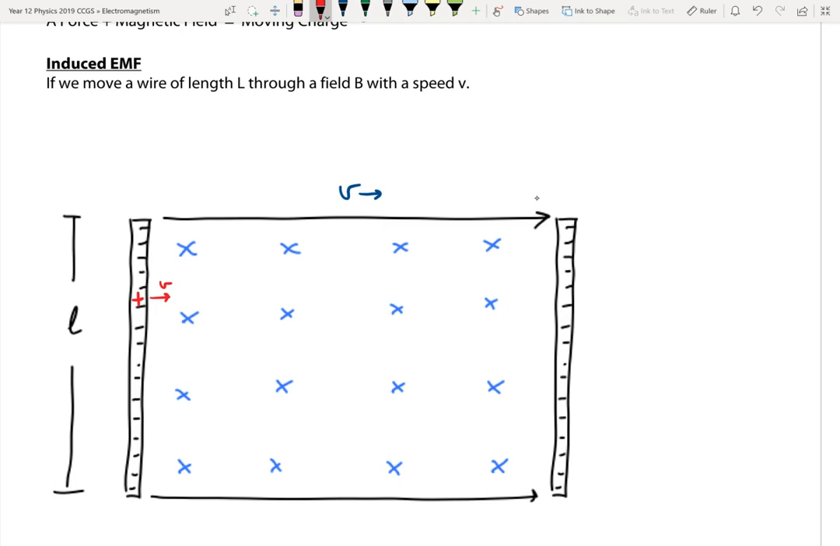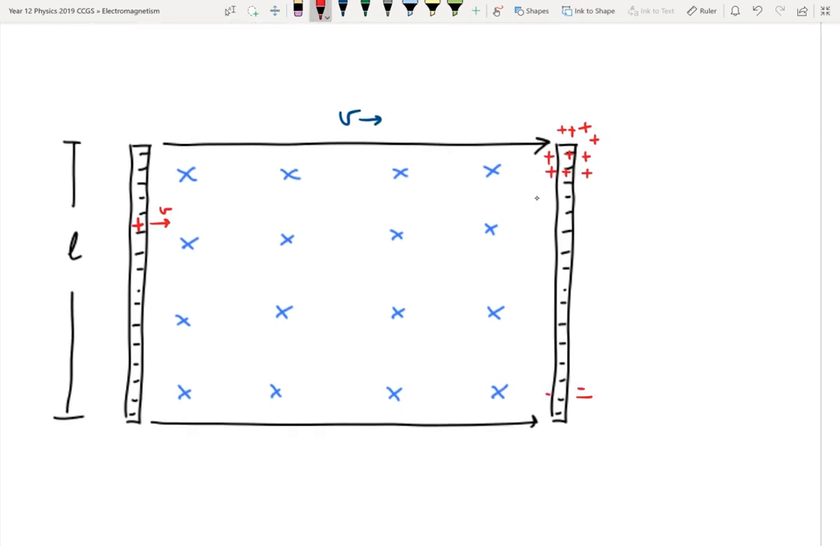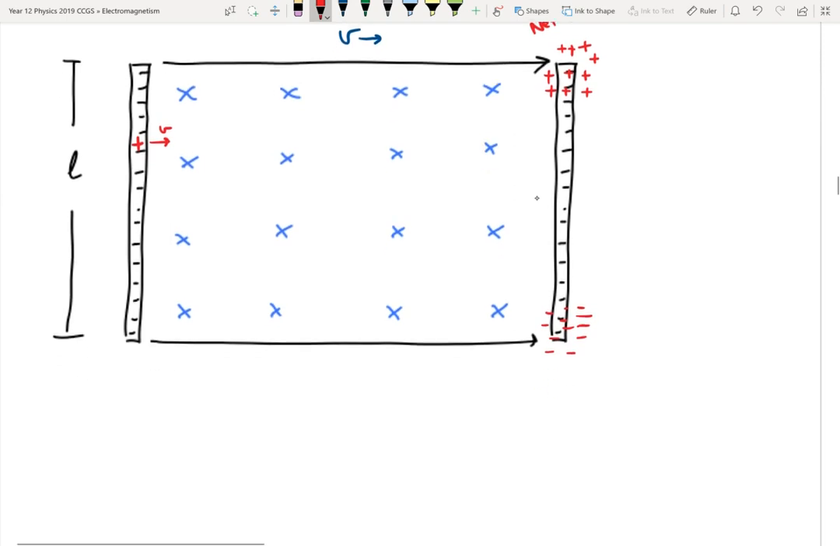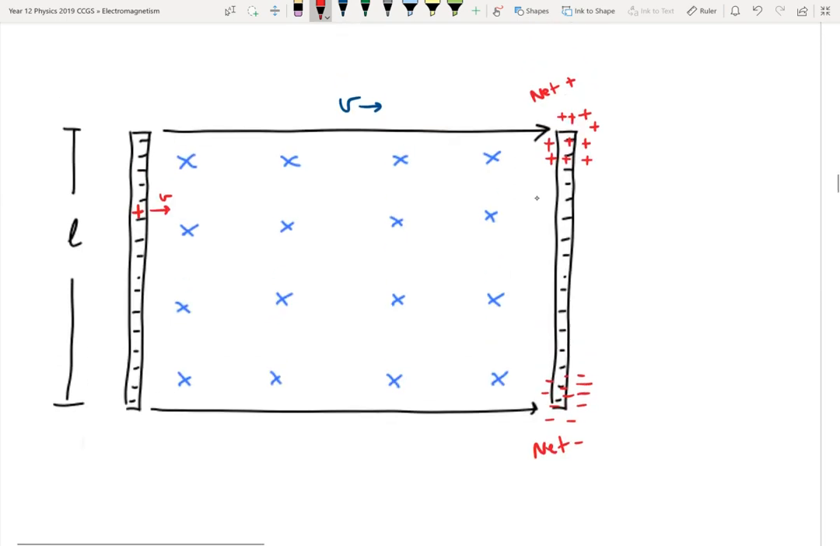What you will find is that the positive charge will accumulate at the top end of this wire, but really, we actually know it's because the electrons are being pushed down to the bottom end of the wire. So we will accumulate a net positive charge at the top, and we will accumulate a net negative charge at the bottom.